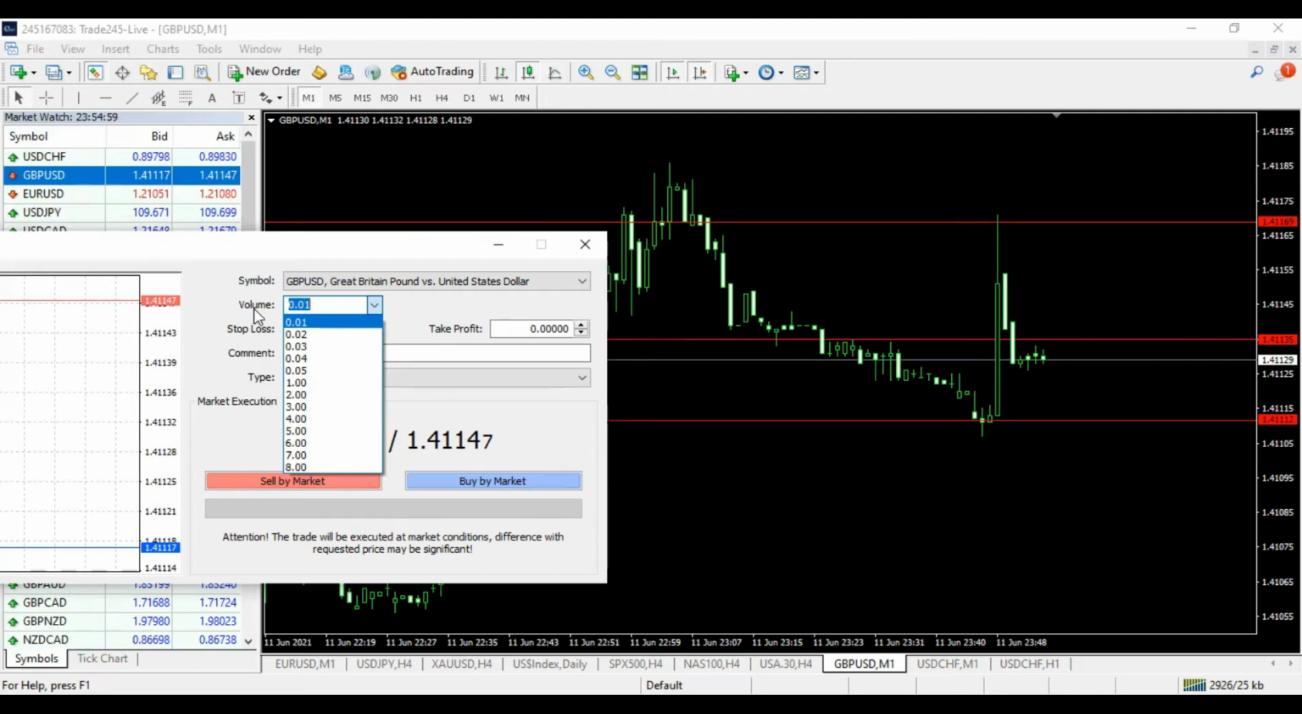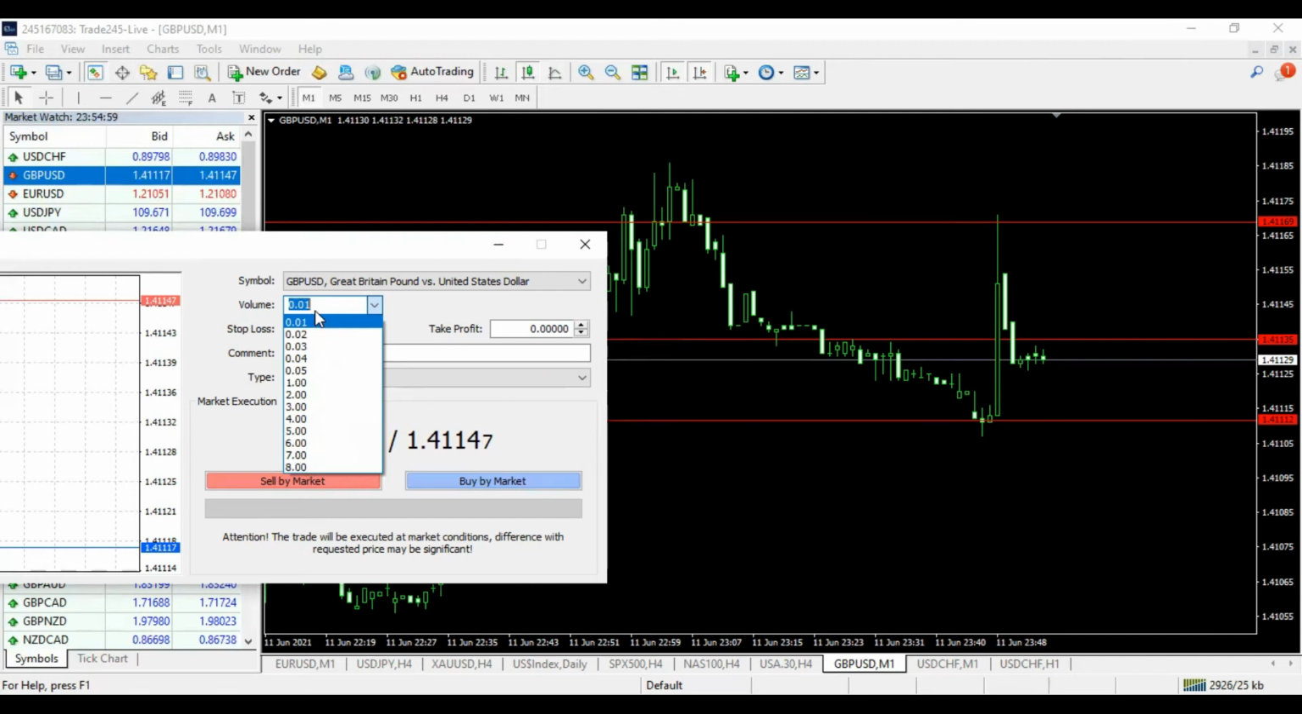Volume basically means lot size, in other words. So you have different lot sizes. You can see this is the minimum lot, 0.01, and then all the way to 8. That is the highest lot there. So this lot size is basically how they differ.